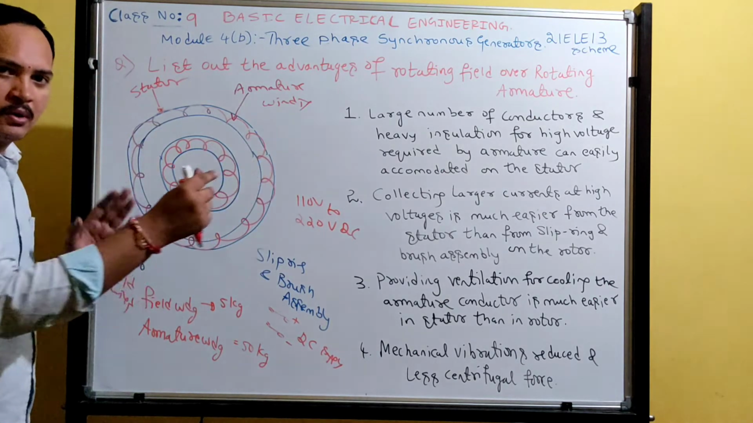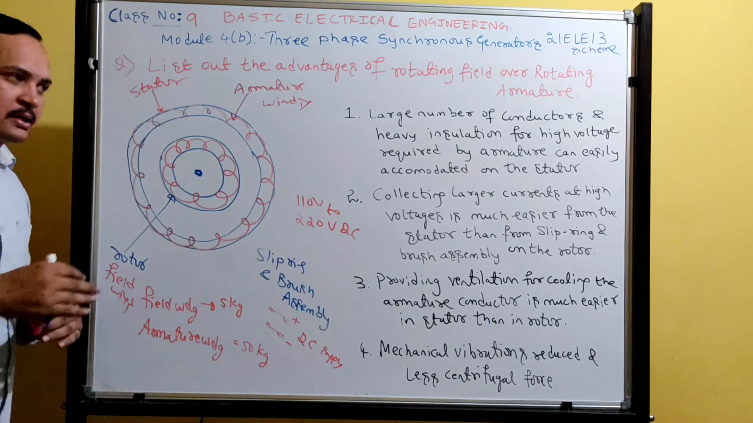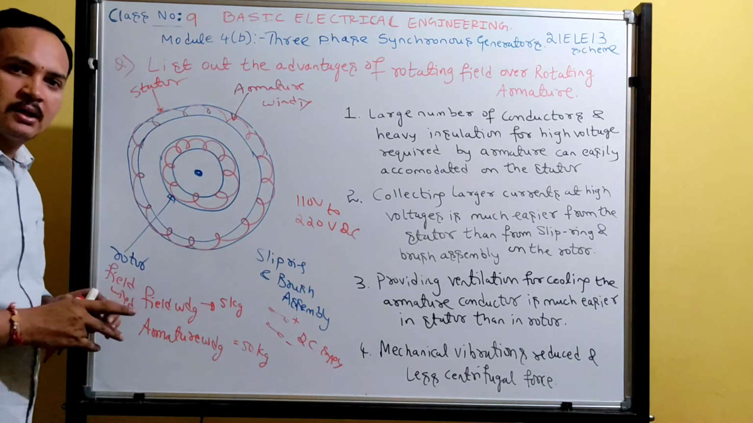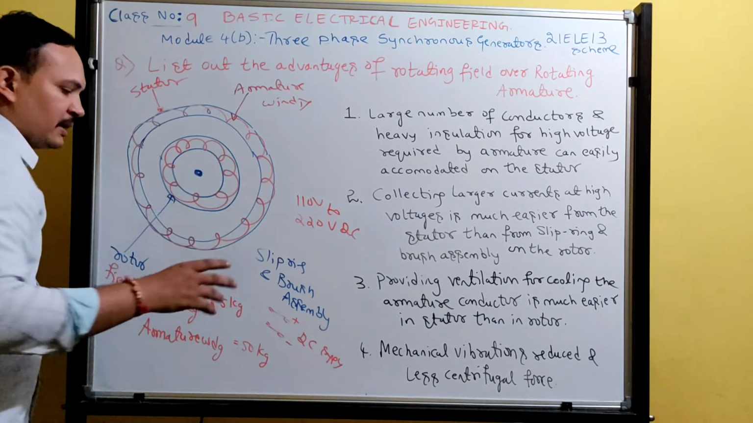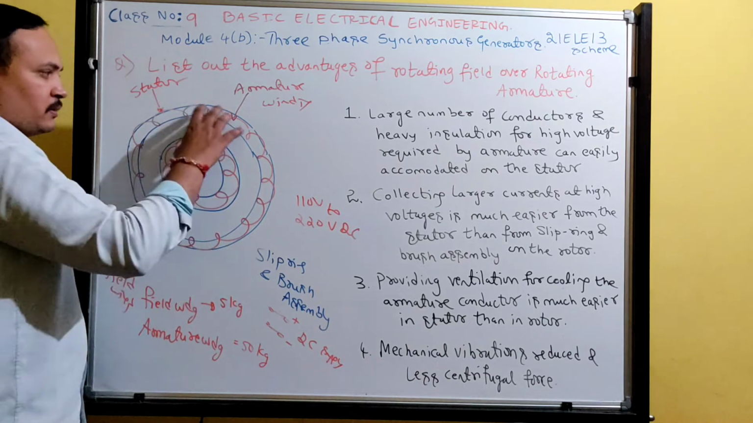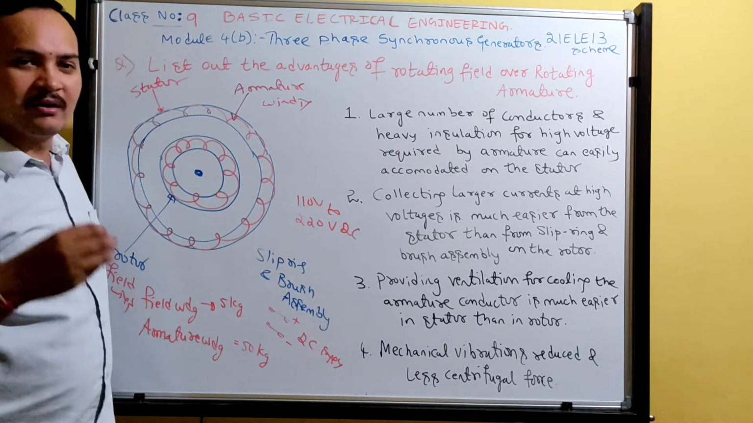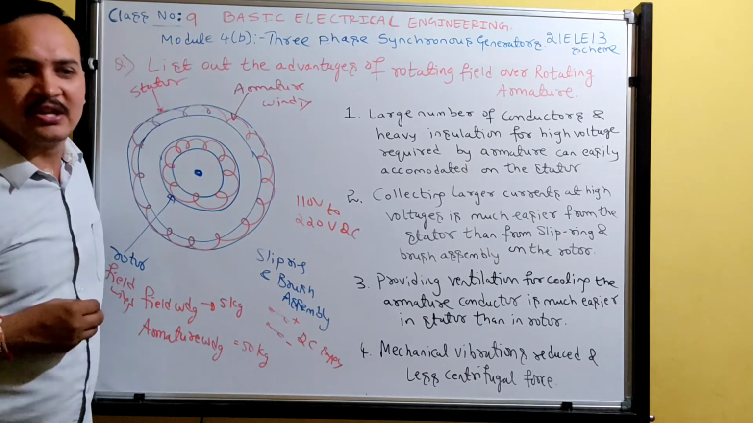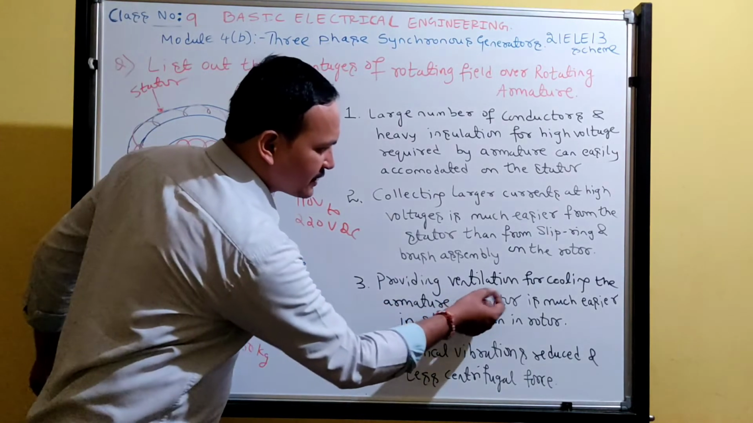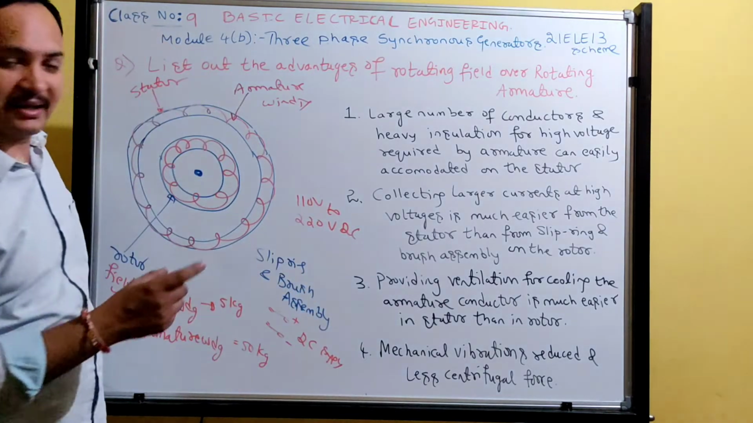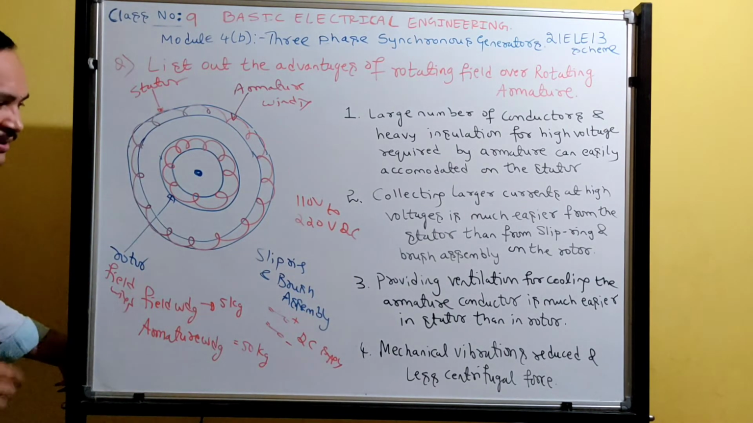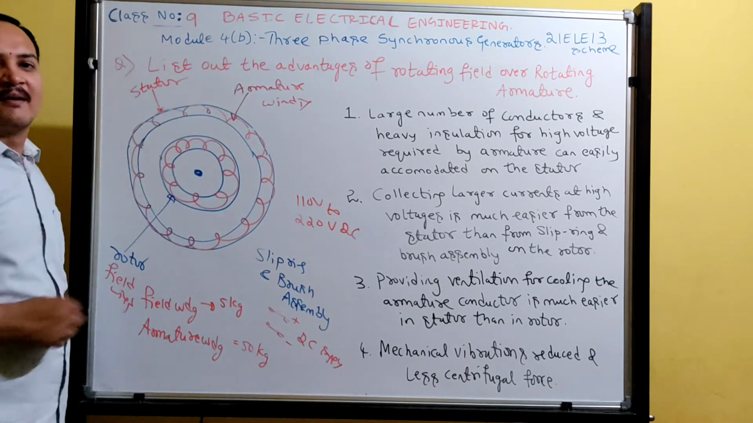So next one: suppose higher voltage is there in the armature, and it is connected to some load. The load increases, and the current in the winding also increases. So then the winding will get heated up. If it is not rotating, we can easily provide ventilation for the cooling arrangement. So providing ventilation for cooling the armature conductor is much easier in the stator.